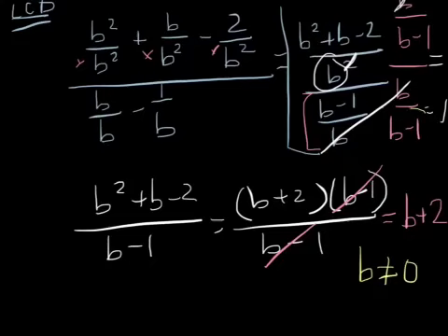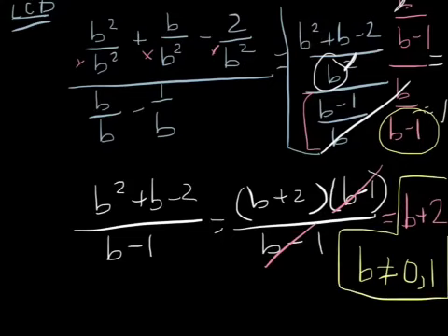Well, if I look over here where I've got b minus 1, if b is equal to 1, then this expression would be equal to 0, so b cannot be equal to 1 as well. And so here is my solution. B plus 2, restrictions on b, cannot be equal to 0 or 1. Let's look at one more example.